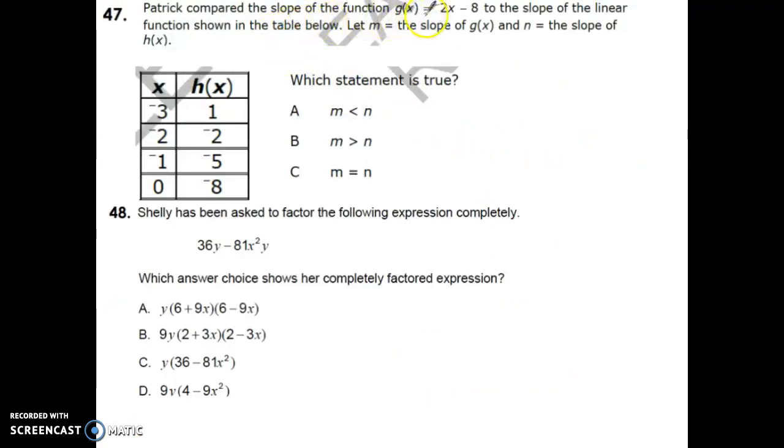Patrick compared the slope of the function g of x equals negative 2x minus 8 to the slope of the linear function shown in the table below. Let m equal the slope of g of x and n equal the slope of h of x. Which statement is true? M is the slope of g of x, and n is the slope of h of x.